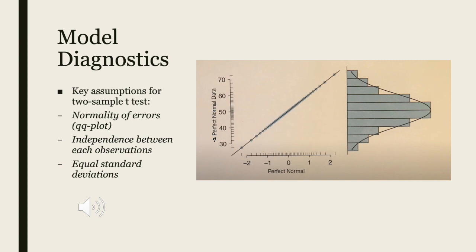Secondly, we assume that each observation is independent. If we have correlated data, it will look like there are more samples than we do. Lastly, we assume there are equal standard deviations. The QQ-plot or the normal probability plot could verify whether the distribution is normal or not.